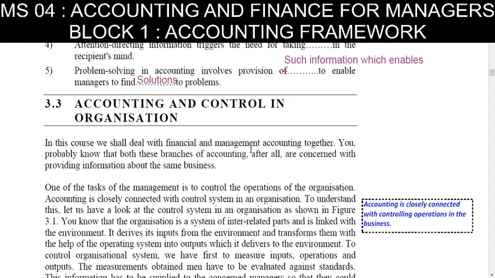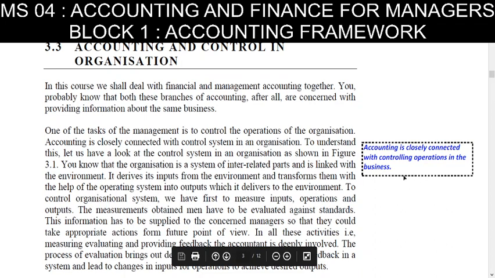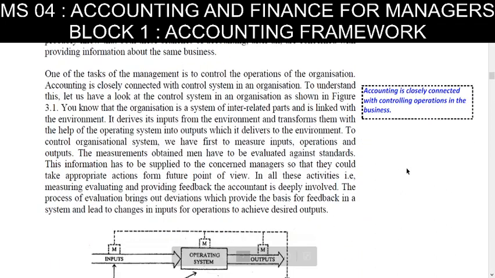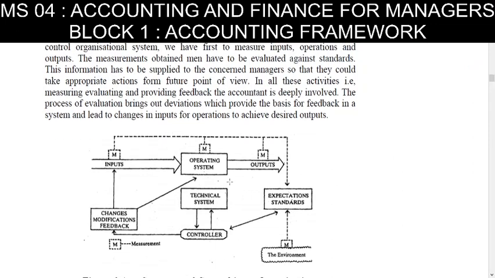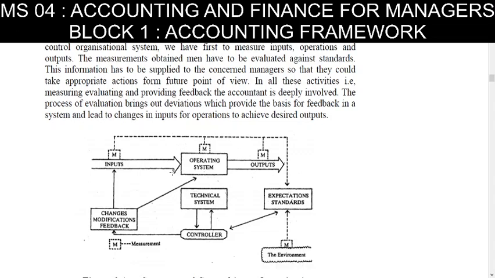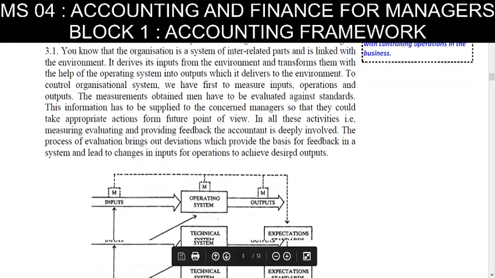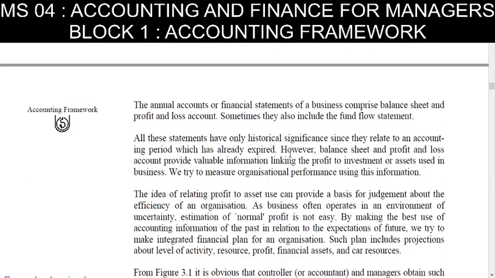Third part is accounting and control in the organization. Accounting information is closely connected with controlling operations in the business. You can see this diagram. There are inputs to the accounting system. There is an operating system, or accounting processes, accounting methods, generally accepted accounting principles. All those things are there. They are analyzed, evaluated, and outputs are generated, which are reports and financial statements. There is a technical system which acts as a controller in this analyzing. Therefore, accounting helps in controlling the operations of the business.